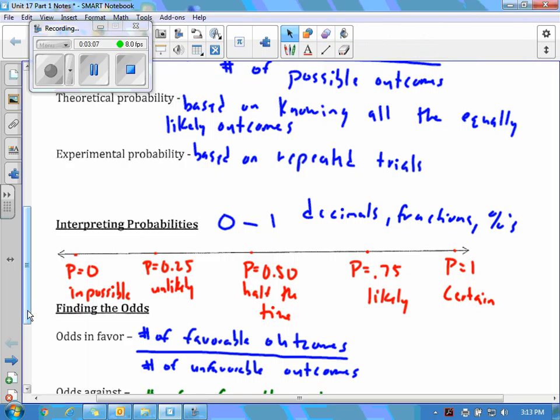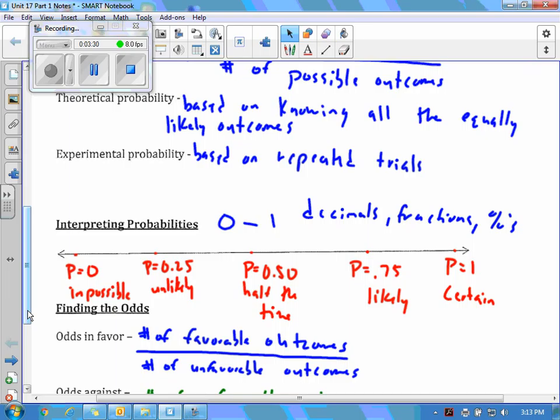So if the probability is 0, that means there's absolutely no chance it's going to happen. If the probability is 1, that means for sure it's going to happen. So then if you think about it, between 0 and 1, the probability is 0.5 or 1/2 or 50% when you have it half the time. Anything less than 50% is going to be less likely. Anything more than 50% or more than 0.5 is going to be more likely.